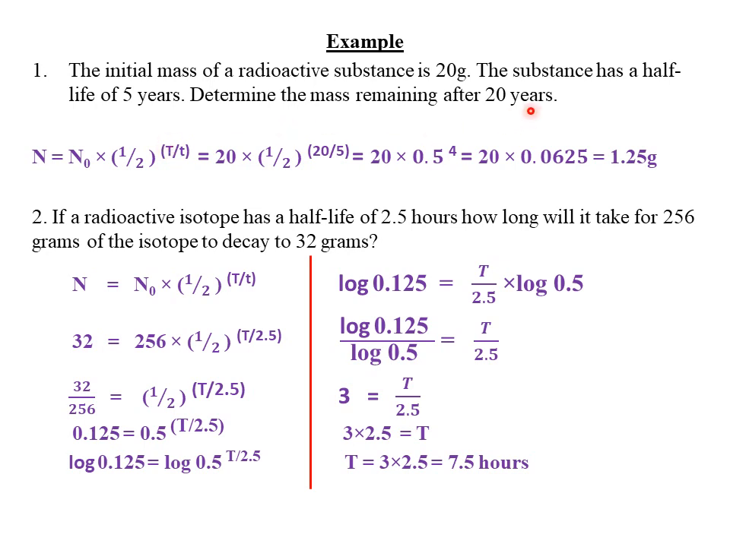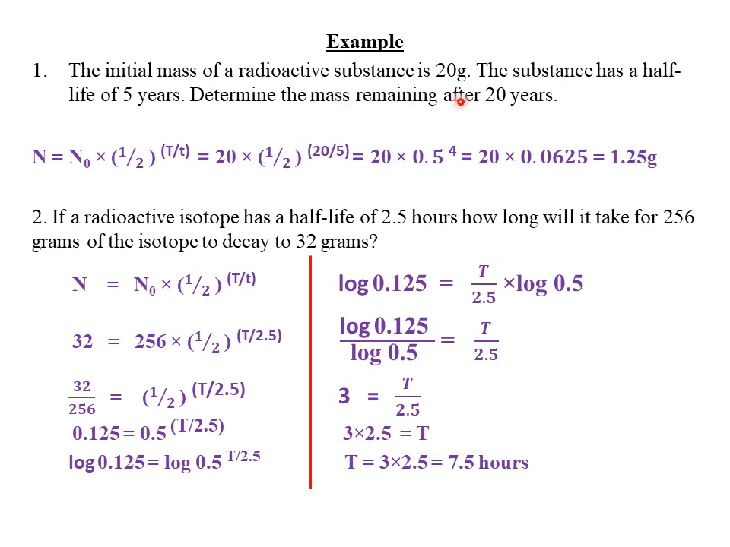So our capital T will be 20 years. Then small t represents the half-life, that is the time taken for half the mass initially present in the substance to decay. Therefore, N, which is the remaining mass undecayed, will be N₀, our initial mass, which was 20 grams. So 20 multiplied by a half to the power of capital T, the total time taken for the decay process to take place.